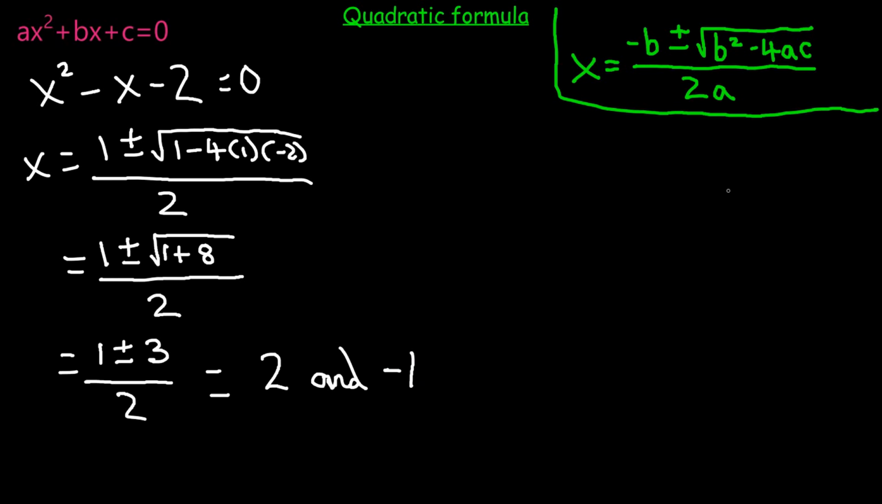So our graph looks something like this. It crosses the graph here and here, point number 2, point number negative 1. So our quadratic graph looks something like that.